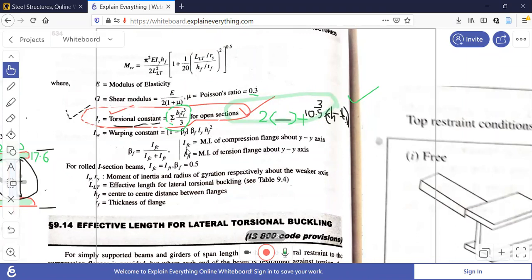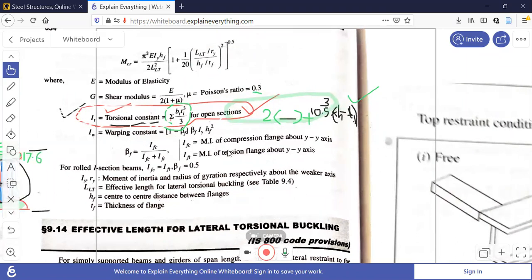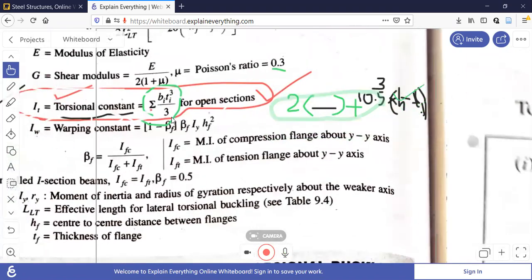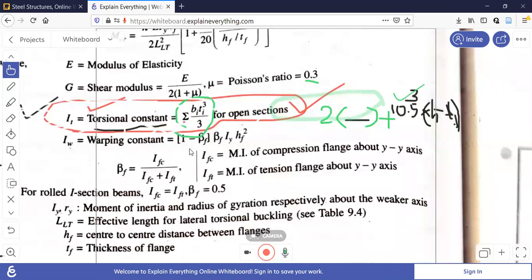Where, what is IFC and what is IFT? Now, in this formula here, warping constant, just observe this one. Warping constant equal to 1 minus beta f into beta f Iy hf square. Now, how do you find beta f here? Beta f is equal to IFC by IFC plus IFT. Now, what are these? IFC, MIF compression flange about YY axis, minor axis.